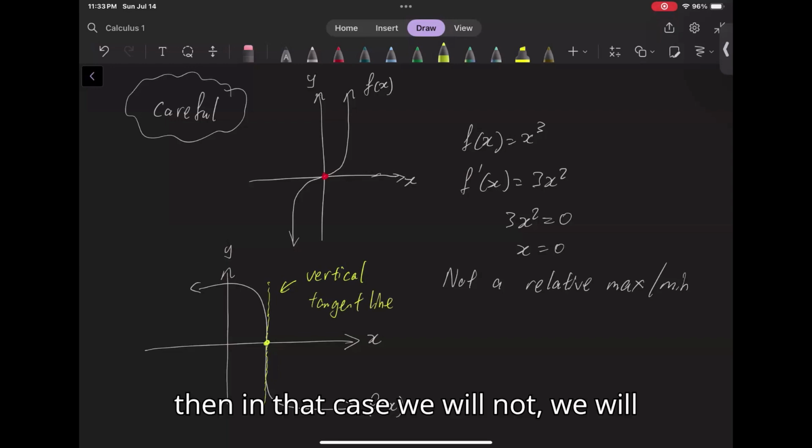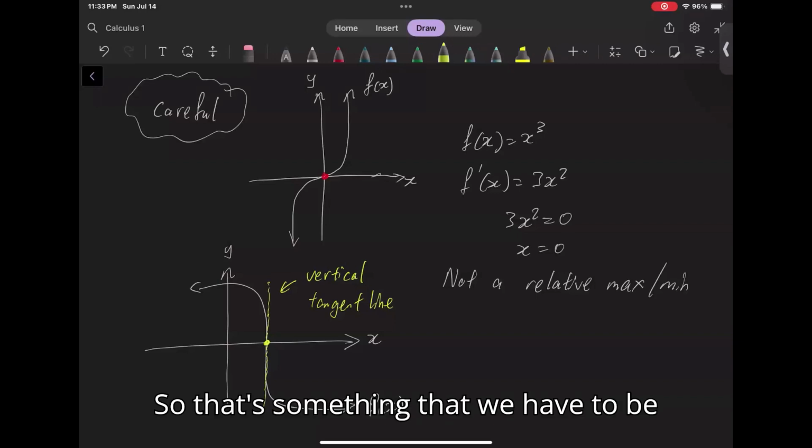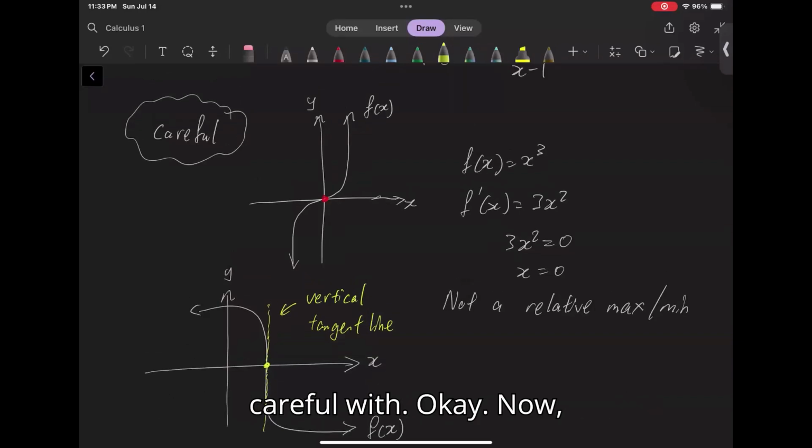Then in that case, we will also not have a relative max or min, right? So that's something that we have to be careful with.